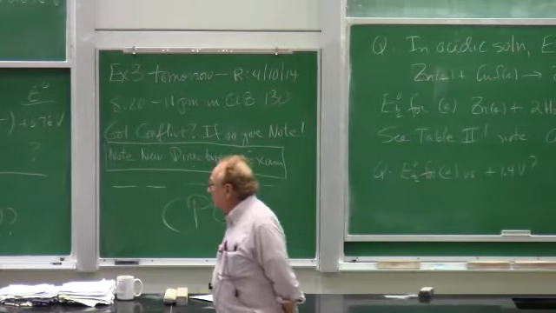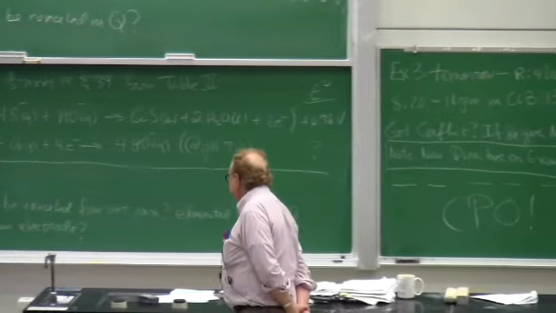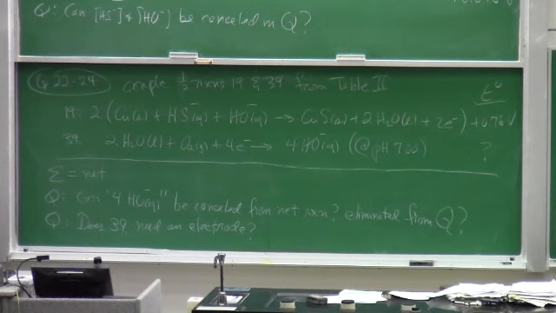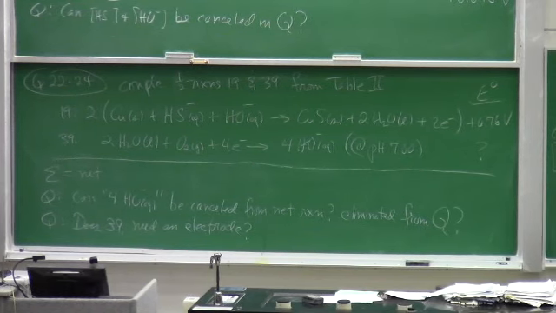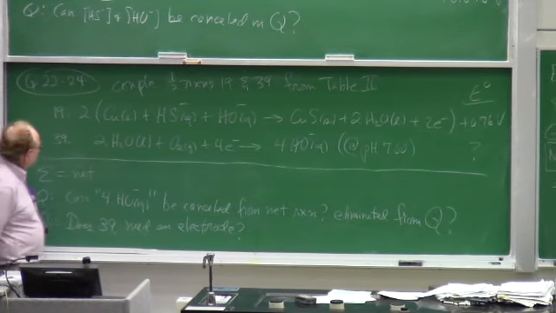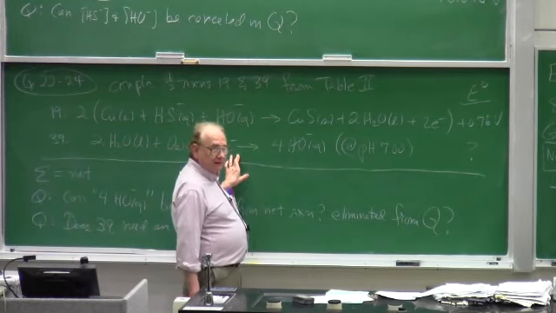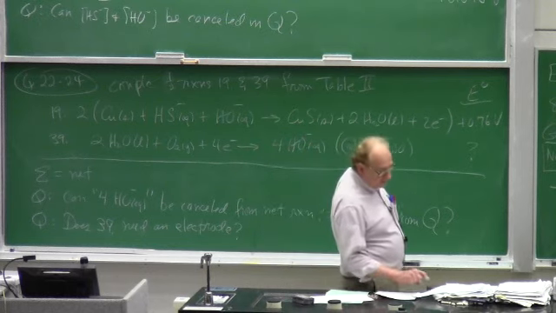So if we're going to couple 19 and 39 to get an E0 for the system, which clearly we must if we're going to apply the Nernst equation to this, we've got to assign an E0 value to this. What E0 value would you like to assign to this?